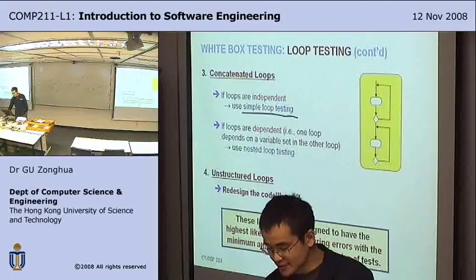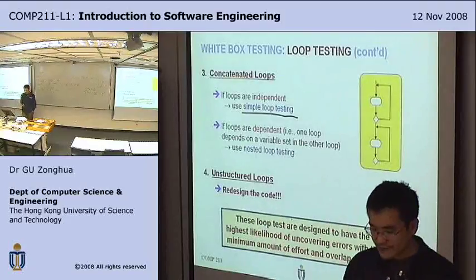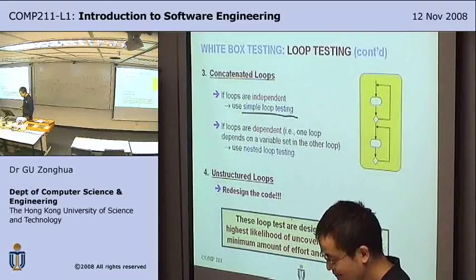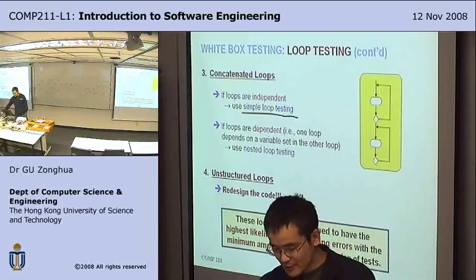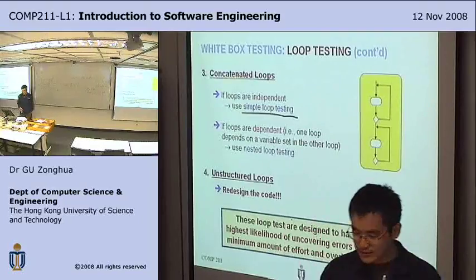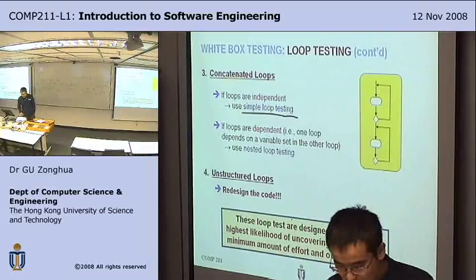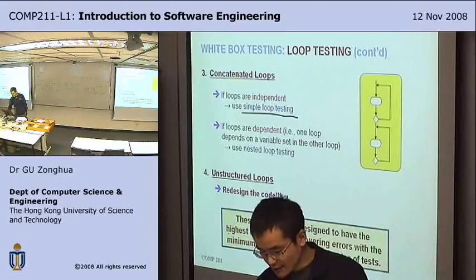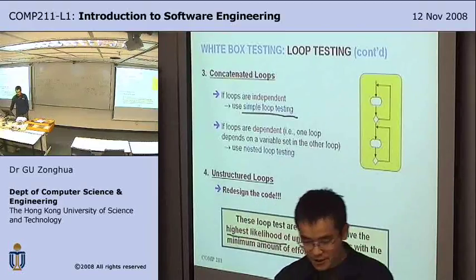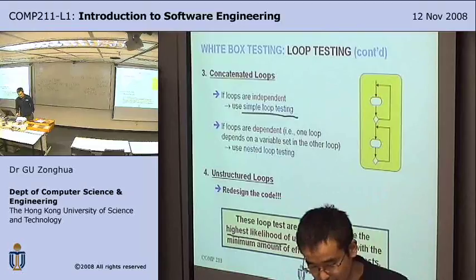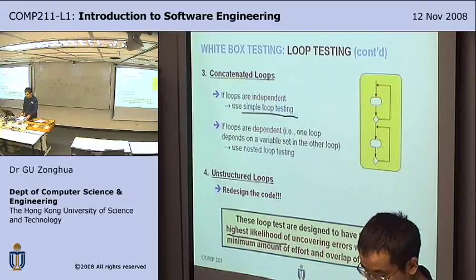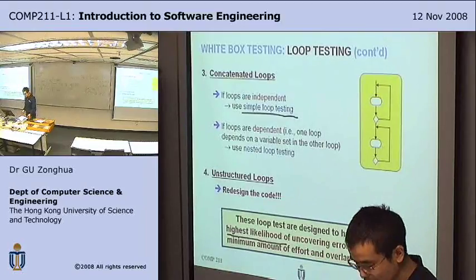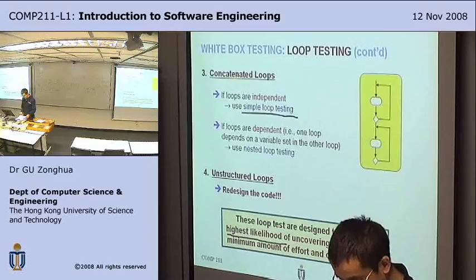So these loop tests are designed to have the highest likelihood of uncovering errors with the minimum amount of effort and overlap of tests. Obviously, highest likelihood is a heuristic statement. That is, it comes from experience. There's no guarantee that you uncover any possible errors.